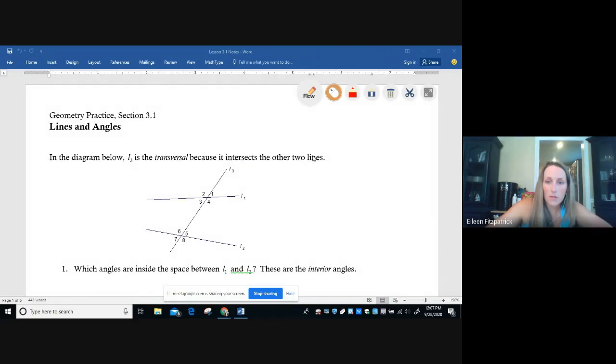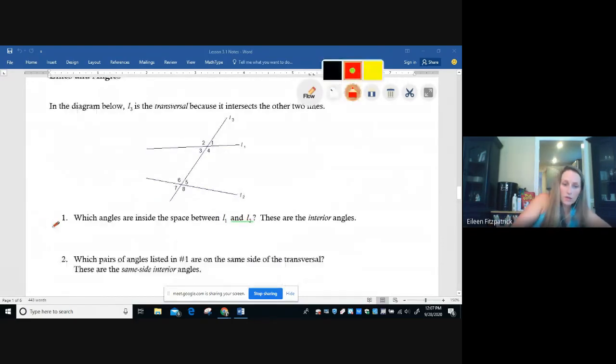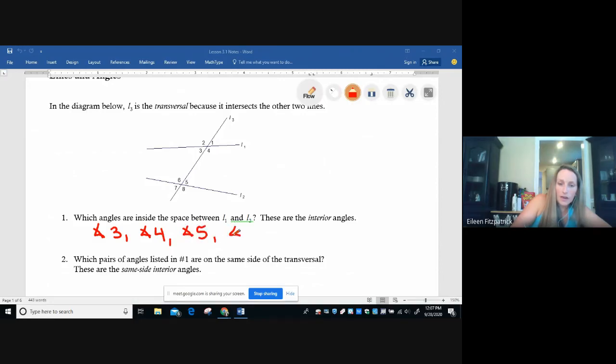All right, let me scroll down so I can write my answers down. The interior angles would be angle 3, angle 4, angle 5, and angle 6. Next it says, which pairs of angles listed in number 1 are on the same side of the transversal? So I'm just focusing on these 4 angles, not 7 and 8, and I want to know which ones are on the same side of the transversal. So here's my transversal. I'm looking to the right and then to the left to find the same angles that are on the same side. All right, so angles 3 and 6 are on the same side. And then the other pair would be angle 4 and angle 5.